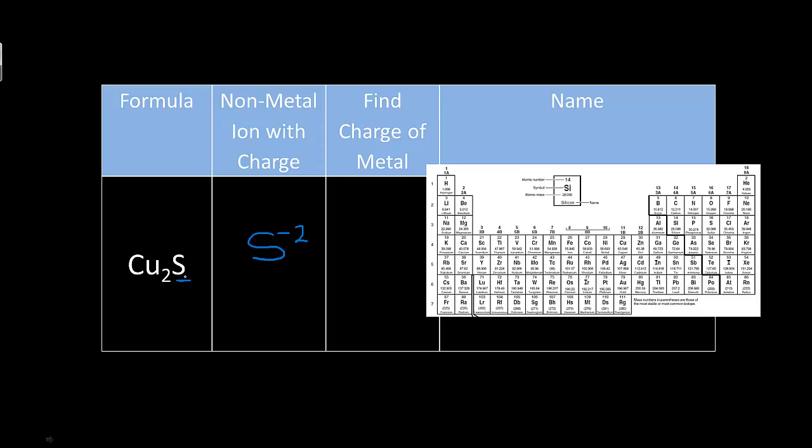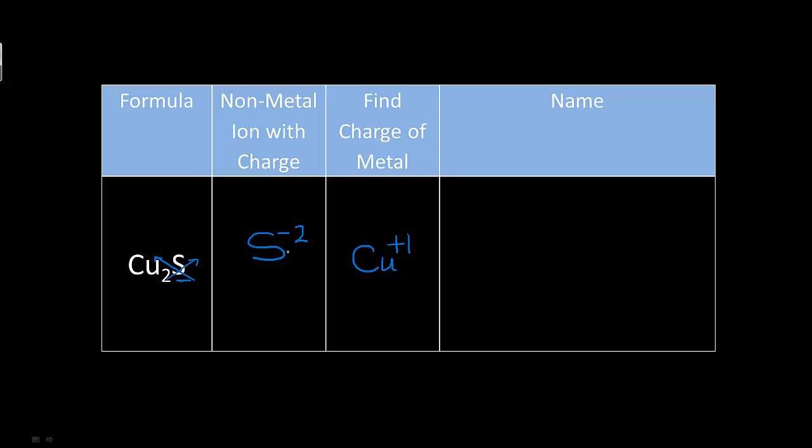Now we're going to find the charge of our metal. This 2 right here goes up. Let's uncrisscross, and that's good because it's 2. And then this 1 is going to go up by the copper. So we have Cu +1. Since this number matches this number down here, then we know this number is correct.